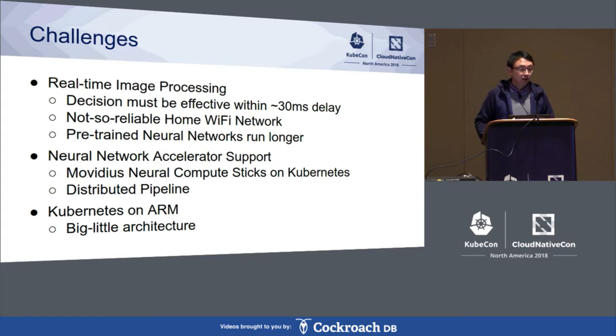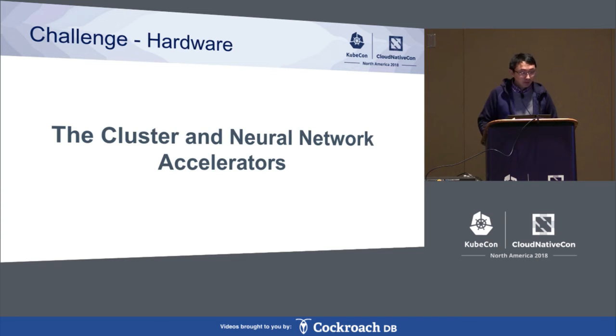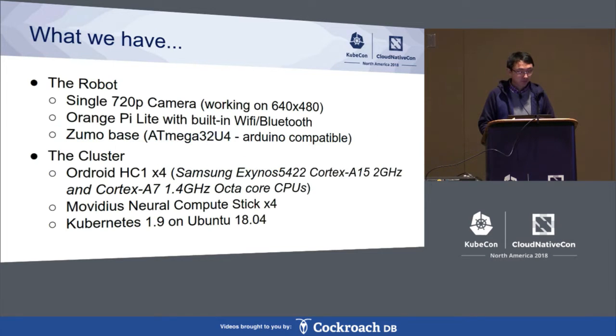The third one is actually an interesting one: running Kubernetes on ARM with a big.LITTLE architecture processor. I will talk about that later. So first, let's start with a simple problem, supporting the accelerators on Kubernetes.